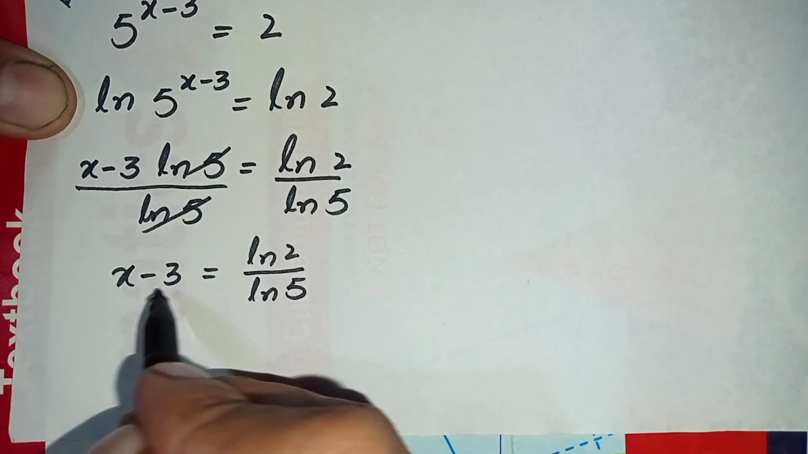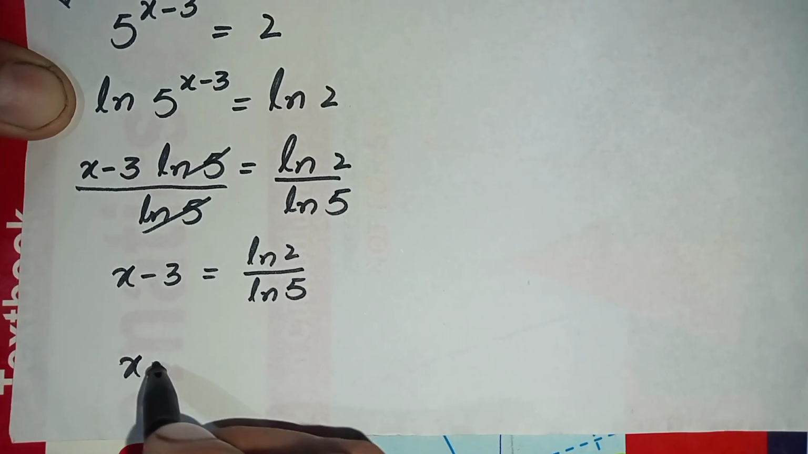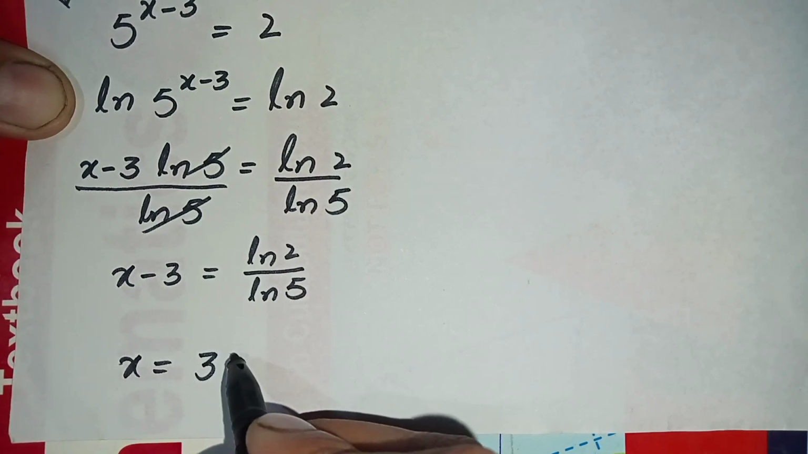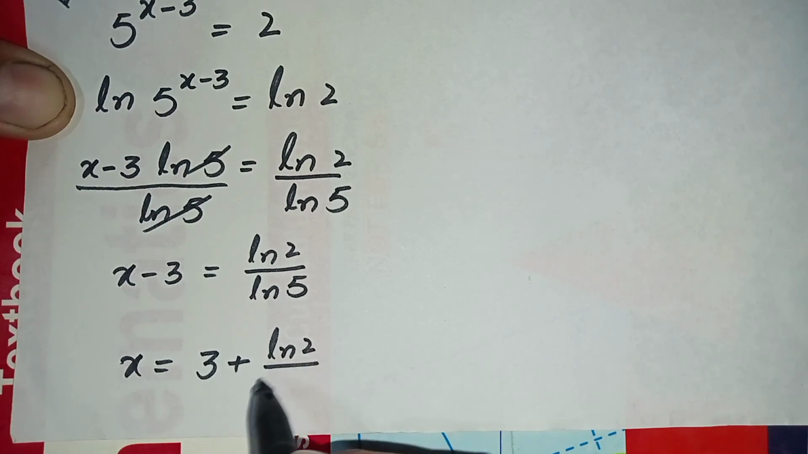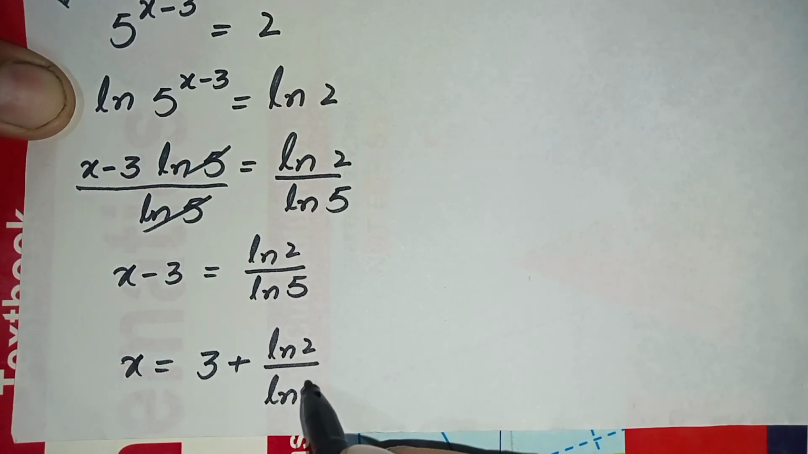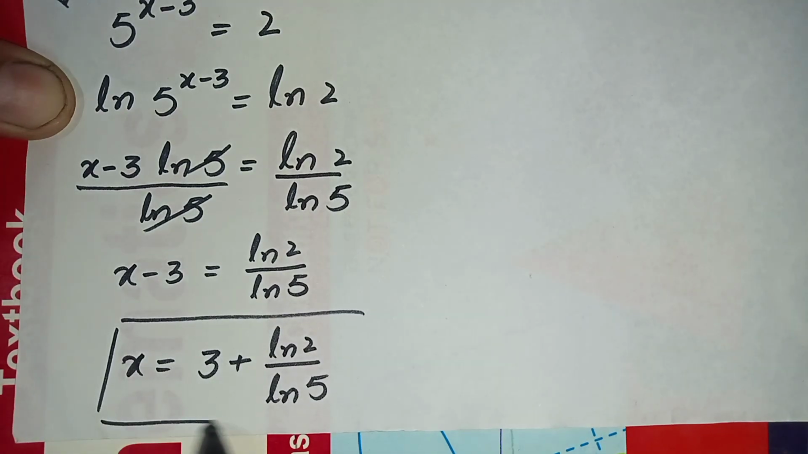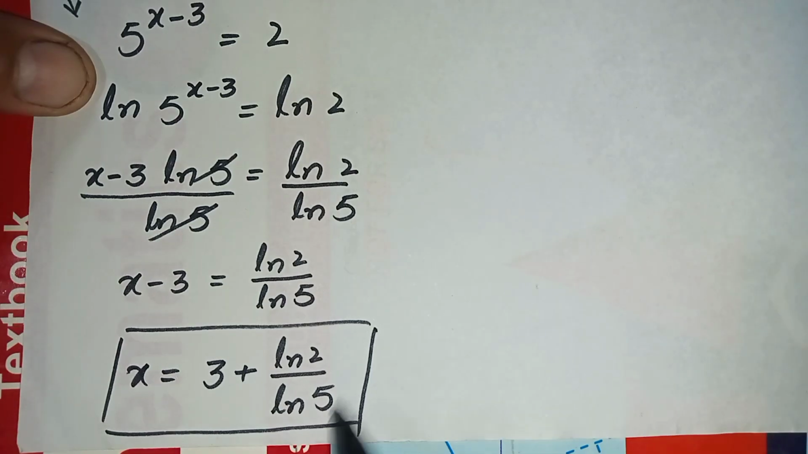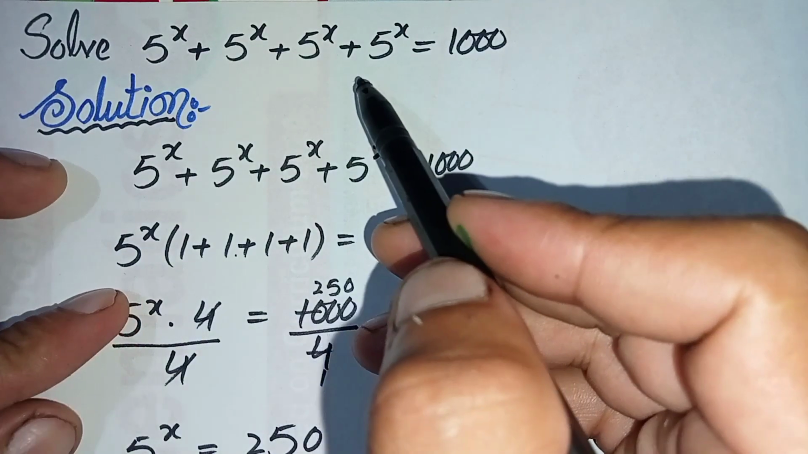And next step, we will shift this minus 3 to the right hand side. So it will become x is equal to plus 3 plus natural log of 2 divided by natural log of 5. So x is equal to 3 plus natural log of 2 divided by natural log of 5 is the solution of this nice and interesting exponential math problem.